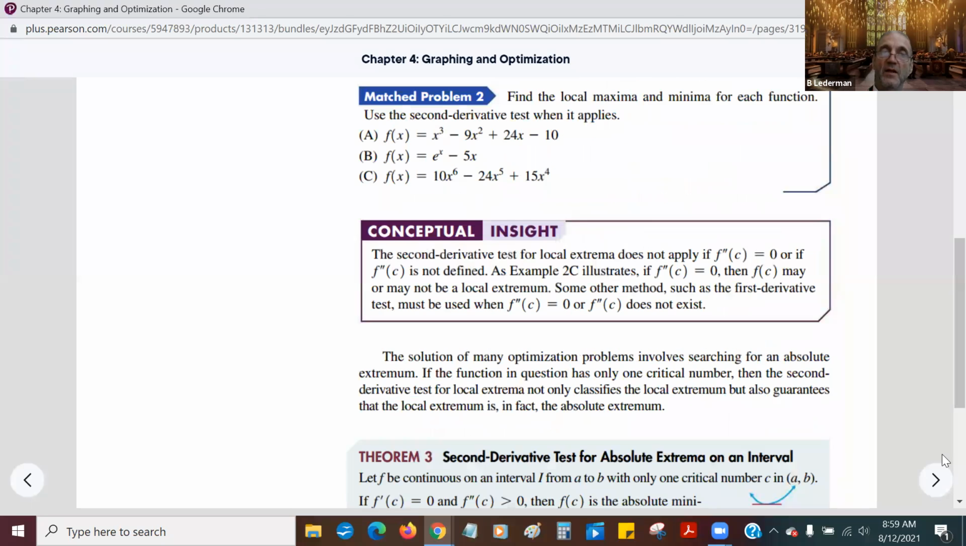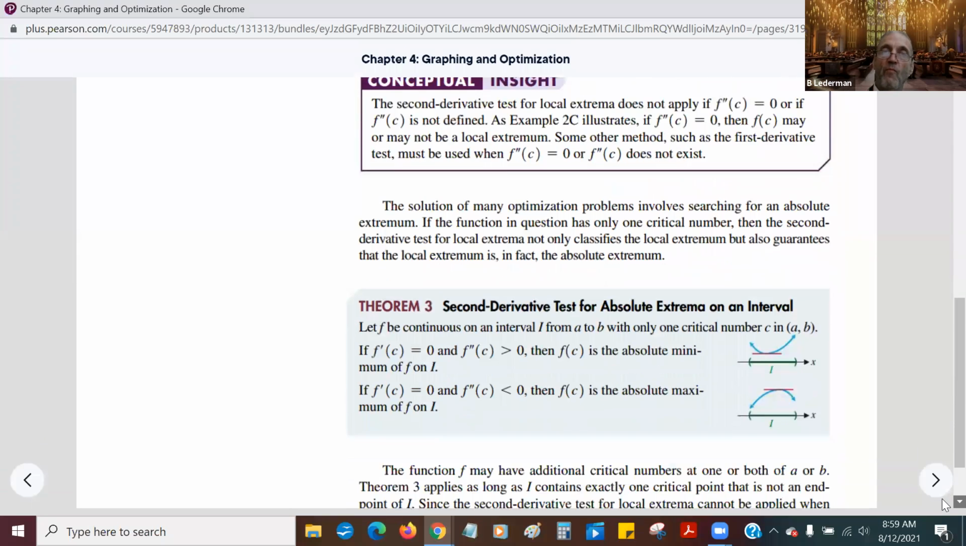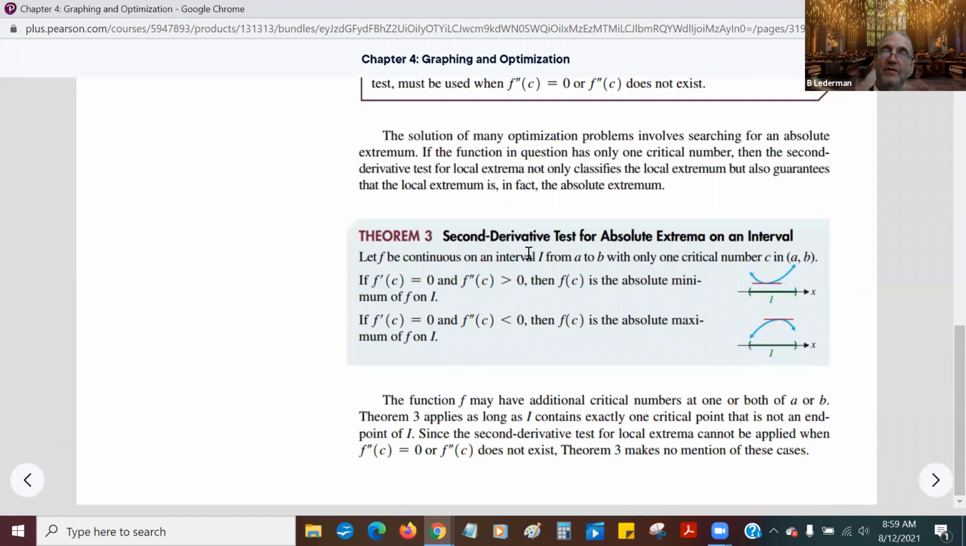And that is that. Now, you're probably all wondering, what about the second derivative test for absolute extrema on an interval?